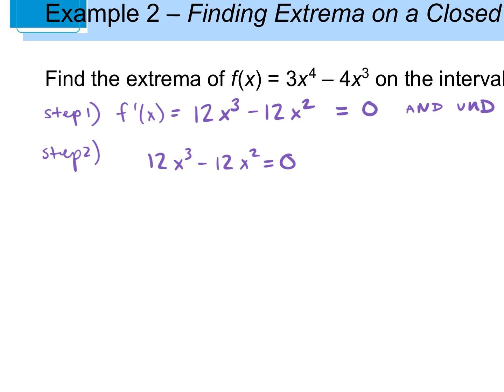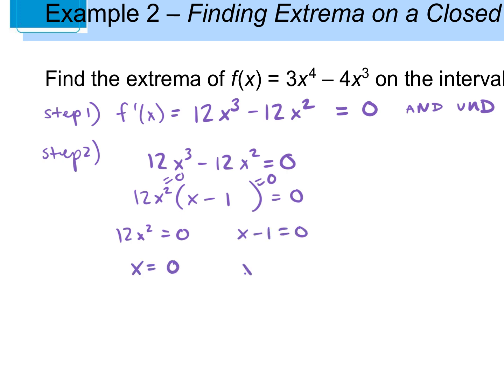What would we do to solve for x here? Awesome, we can take out a 12x squared. When we take out a 12x squared, what are we left with? X minus 1, perfect. So we can set each of these equal to 0. 12x squared equals 0, and x minus 1 equals 0. What does x equal? 0 and 1. Perfect. These are our critical numbers.